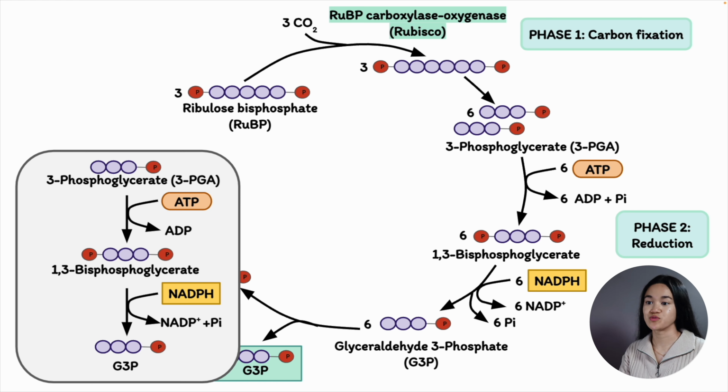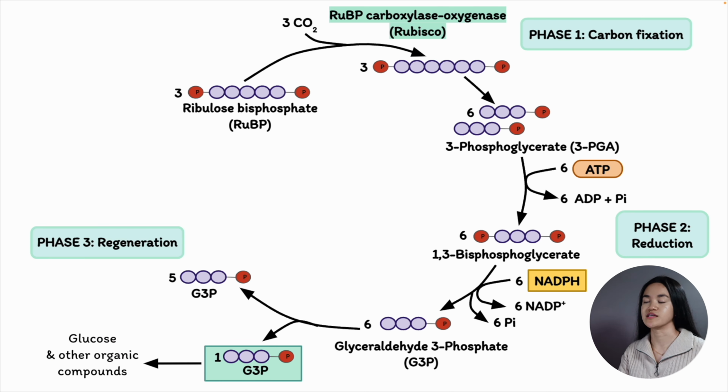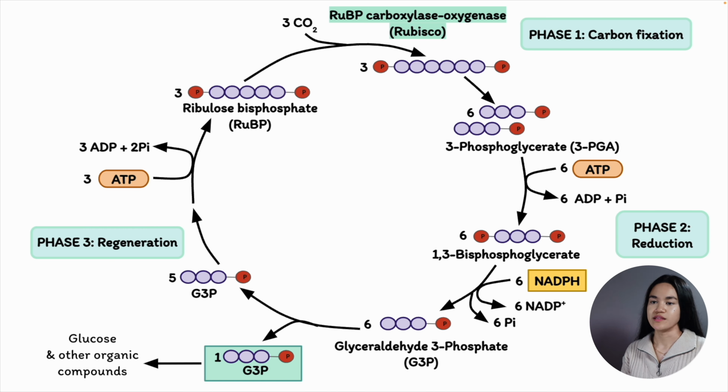And this leads us to the next phase, the third phase, which is the regeneration of the carbon dioxide acceptor, ribulose. In this phase, we need 3 molecules of ATP. So now we have ribulose molecules ready to accept carbon dioxide again, and the cycle continues. Okay? That's the Calvin cycle. Let's summarize what we've just covered.